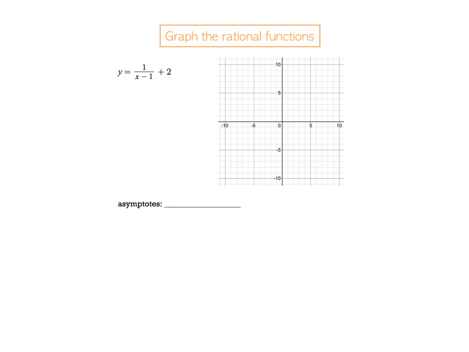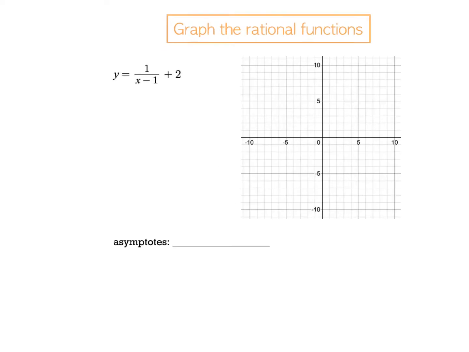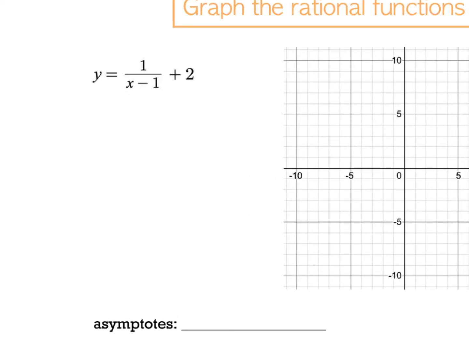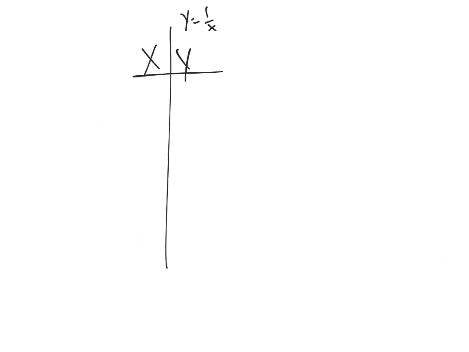Which brings us to one of the tougher problems on today's notes, where we have to graph this rational function. So I'm going to go through this process just like I did in semester 1 with transformations. So I'm going to start with my parent function. I'm going to write a table, x comma y, of the parent function y is equal to 1 over x. This is not the function y is equal to 1 over x minus 1 plus 2. I'm writing the table for 1 over x.